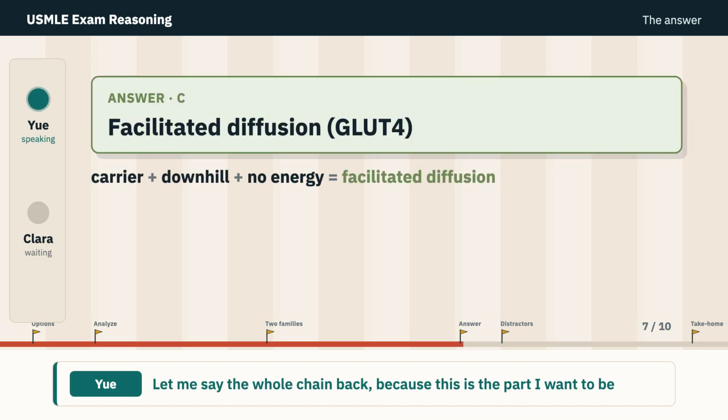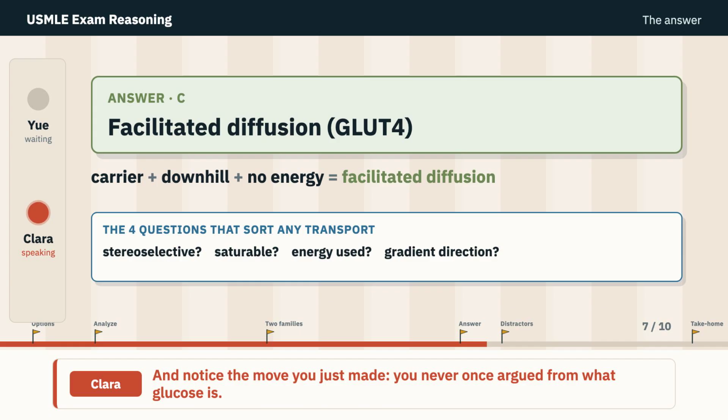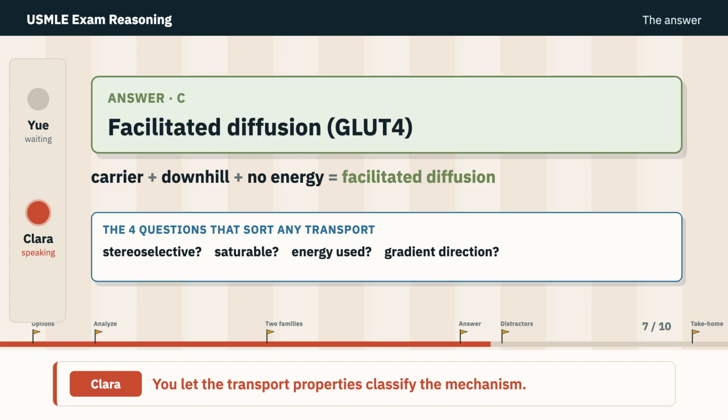Let me say the whole chain back, because this is the part I want to be able to reproduce. Stereoselective D beats L means a carrier. Saturable, the plateau, means a finite carrier. No ATP means it's not a pump. Never uphill means it's not cotransport. What's left is a carrier moving glucose downhill for free, facilitated diffusion, and insulin raising the ceiling names the specific protein, GLUT4. Perfect. And notice the move you just made. You never once argued from what glucose is. You let the transport properties classify the mechanism.